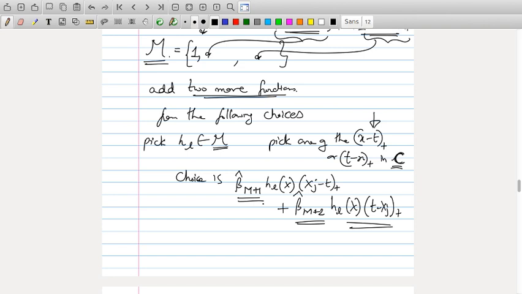If M has 3 functions and C has 10 functions, then I have 30 choices, right? For all these 30 choices, I'm going to put them into the residual sum of squares thing, which you just saw here.